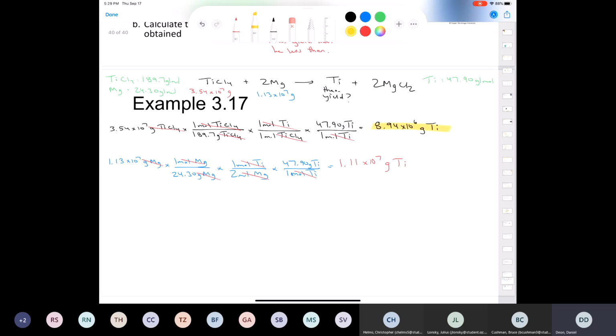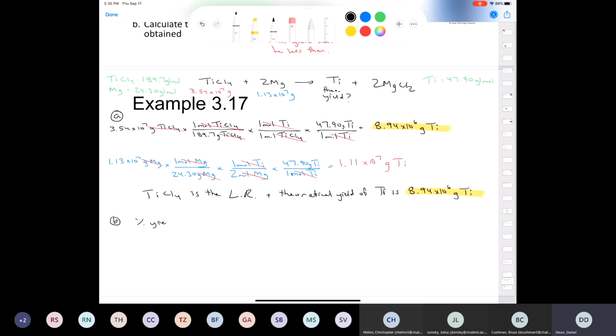And so that tells us that what? It tells us that TiCl4, the titanium 4 chloride, is the limiting reactant, and the theoretical yield of titanium is 8.94 times 10 to the 6 grams of titanium. Okay, the very last step, so we've solved part A, and in the last step, it says, tell me what is the percent yield.